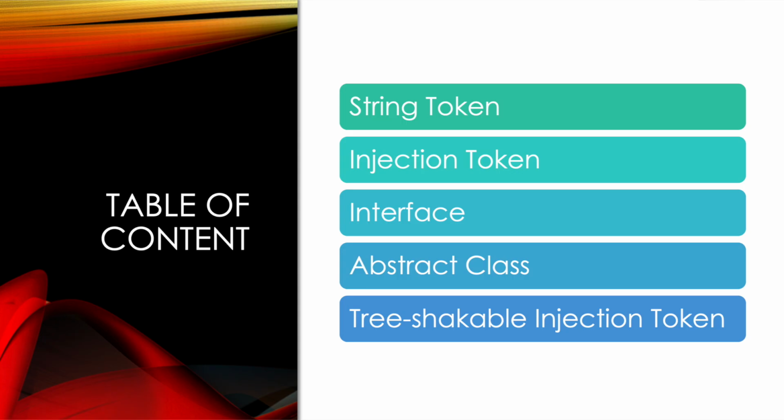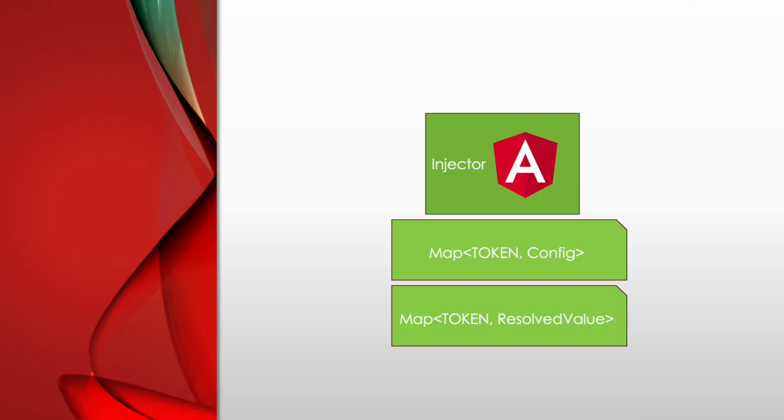Let's get started. Think of injectors as a container with two maps. A map for configurations, what token is linked to what provider, and a map for cached instances. In Angular, tokens are the keys for these maps. The token can be a class, a string, a symbol, or a custom injection token. In JavaScript, a map key must be unique, and the same applies to Angular's tokens.